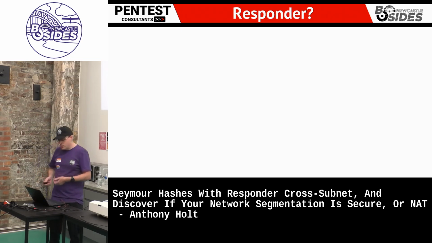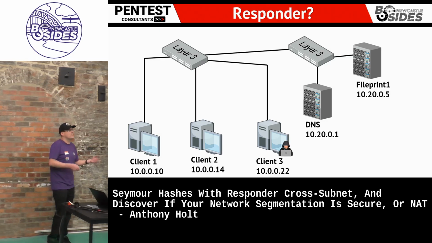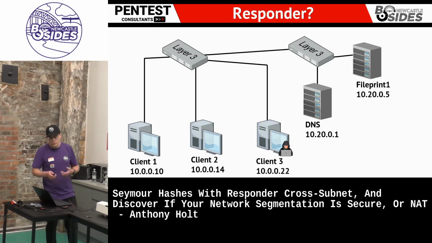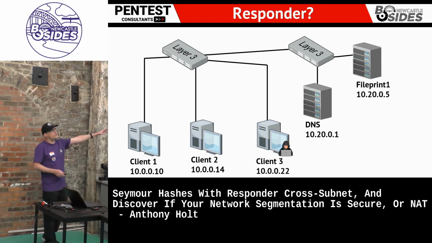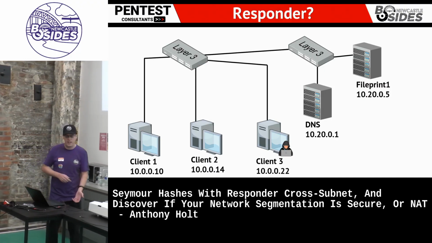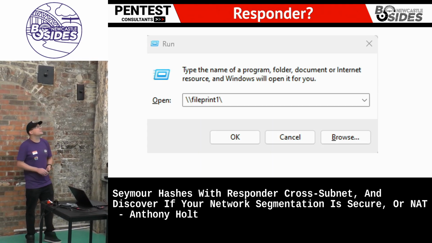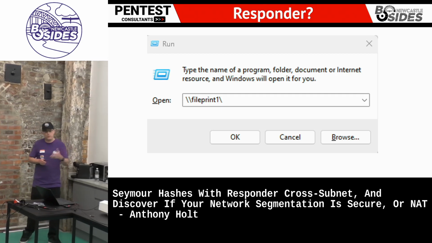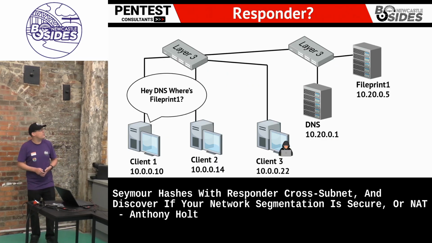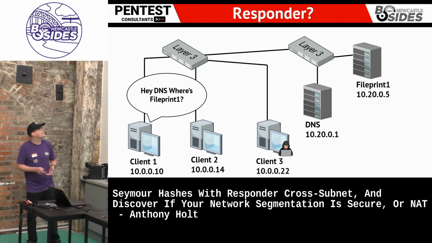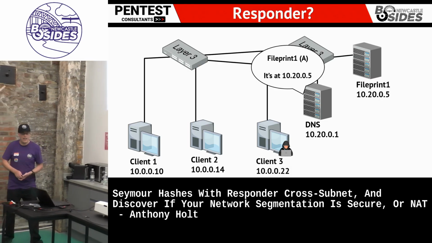So, for those of you who don't know, the way that Responder ultimately works is, if you imagine you've got a network with a couple of clients, a DNS server and a file server, machines don't really use host names, so things like google.com and FilePrint1. They like to work with IP addresses, and so we have a name system which converts those names from the host name into an IP address. The way it usually works is somebody will type into their run box \\FilePrint1, and as soon as they hit the backslash, or if they click the OK button, your machine shouts out to the DNS server and says, hey, where's FilePrint1? And the DNS server says, oh, it's there. It's 10.20.0.5. And that's great.